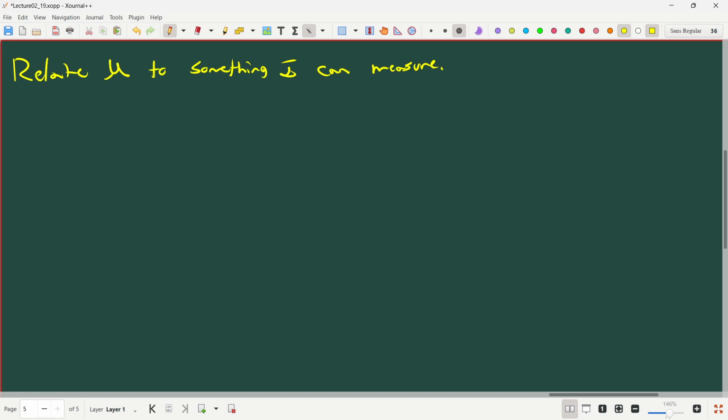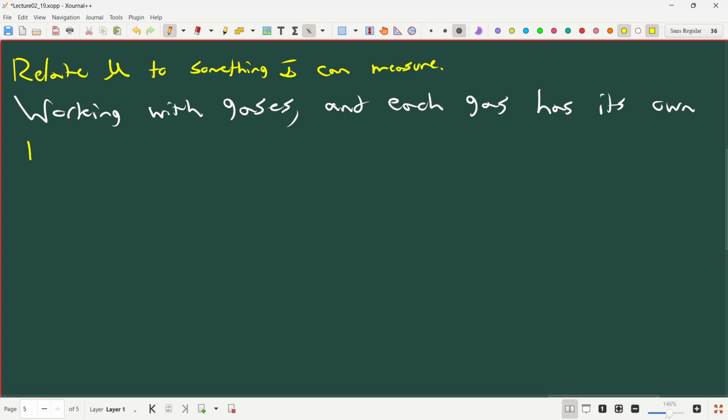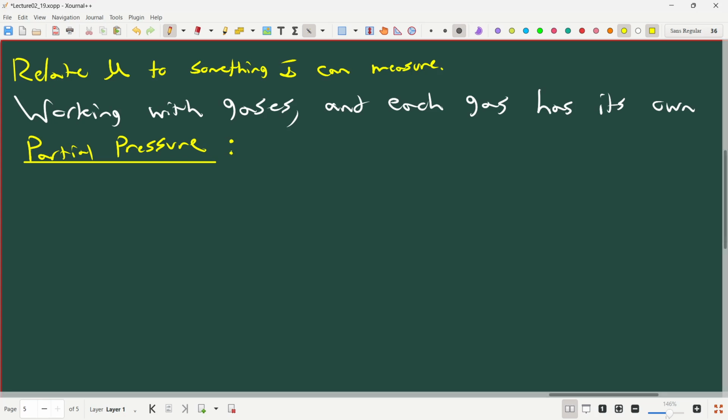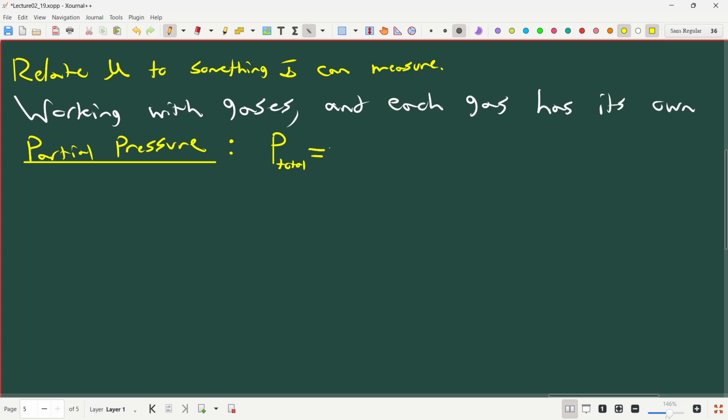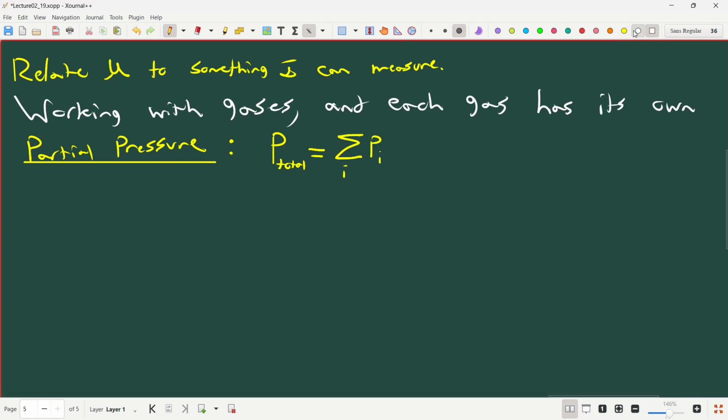So remember, we're working with gases here. Each gas has its own partial pressure. The idea is that the total pressure of your system, of a bunch of gases, is a sum over components of all the little partial pressures.